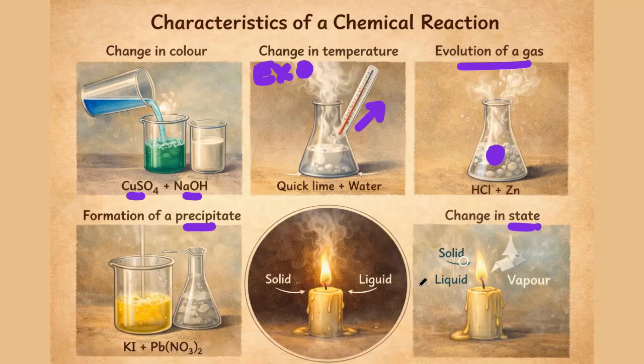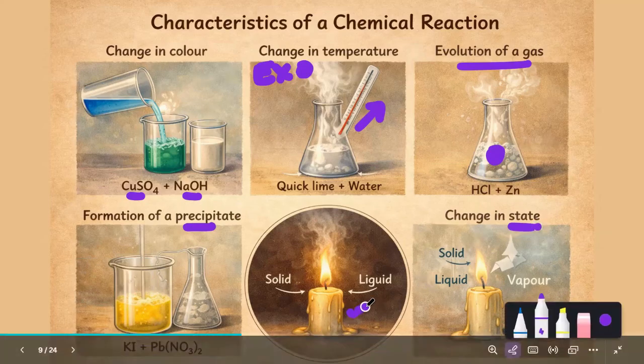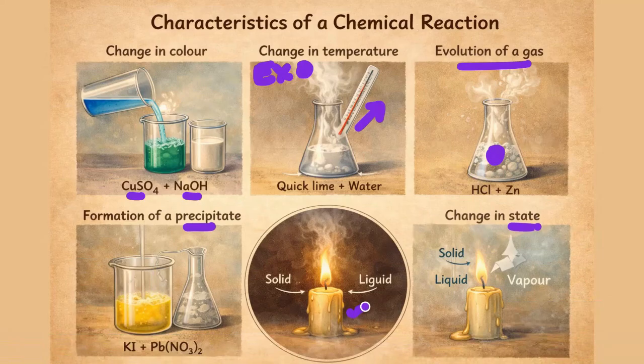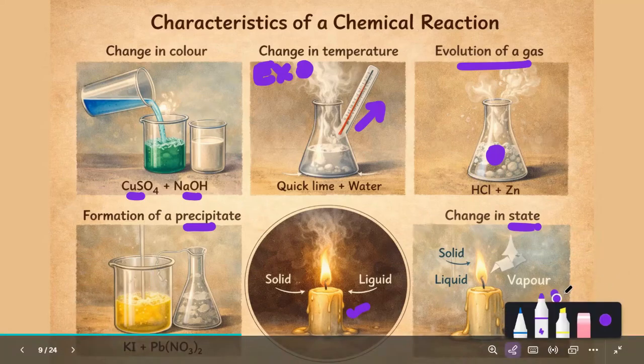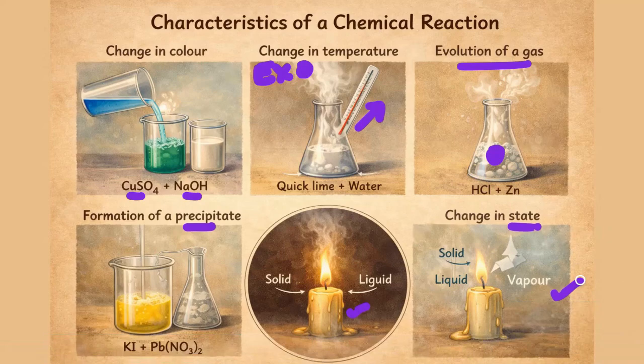In some reactions, you will see a change in the state of reactants. A reactant can be solid and after the reaction it changes into liquid. Or in some you will see a solid changing into vapor or a liquid changing into vapor. So change of state is also a characteristic of a chemical reaction.